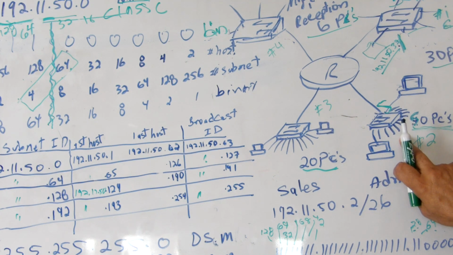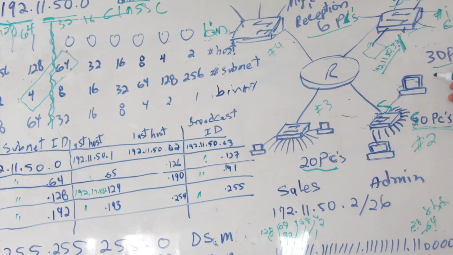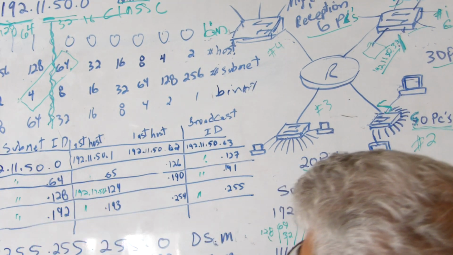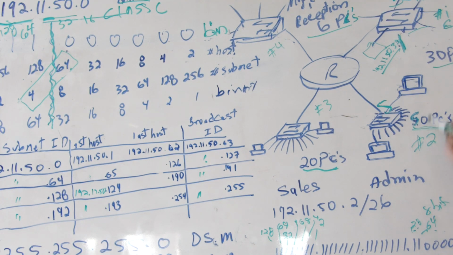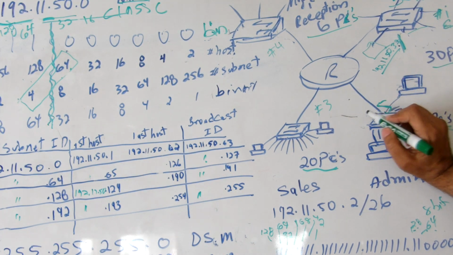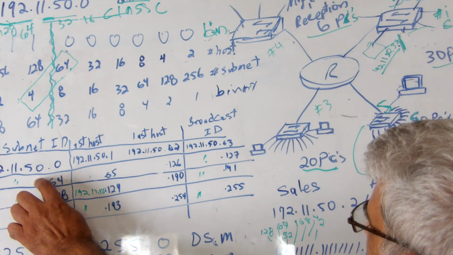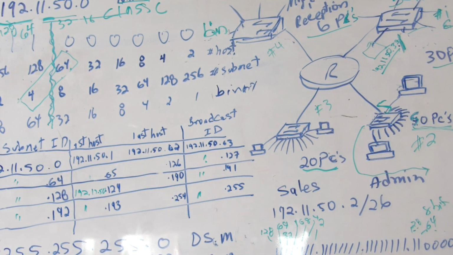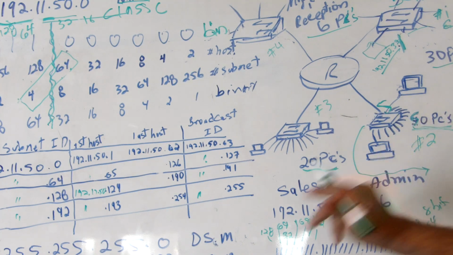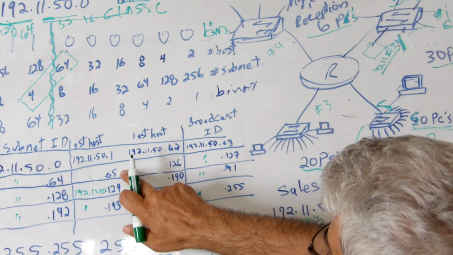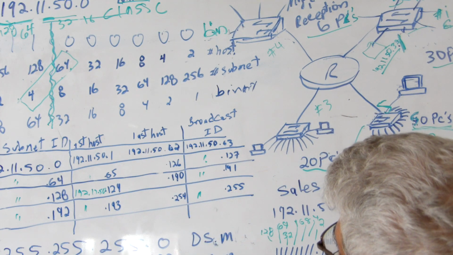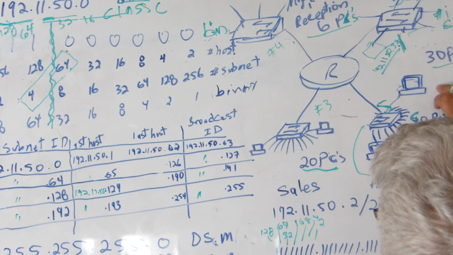Okay, let me finish this one, number 2. For number 2, the network ID is 192.11.50.64. But the first host is going to be 0.65. We don't use the first host for the PCs, because, okay.